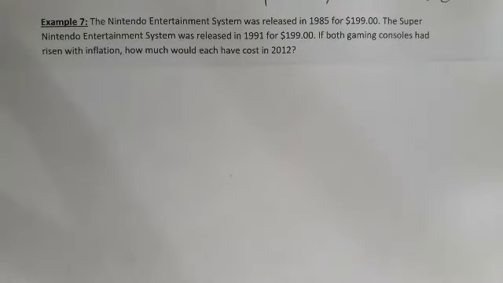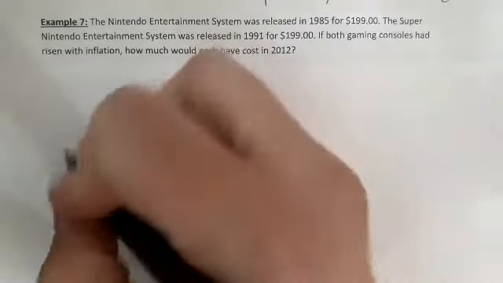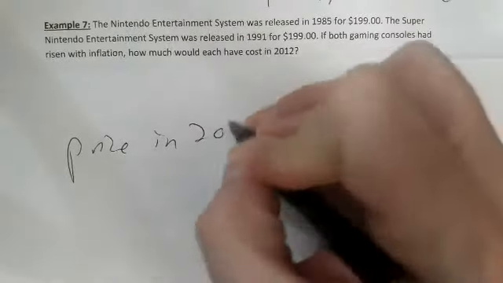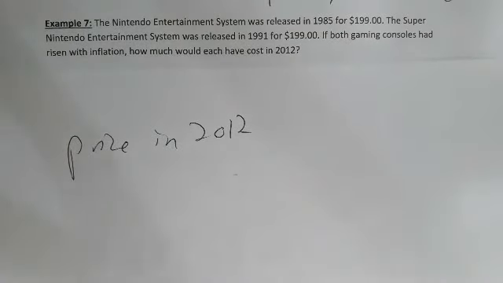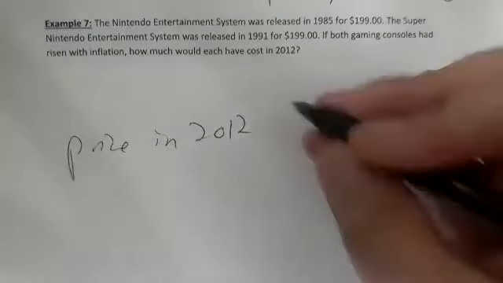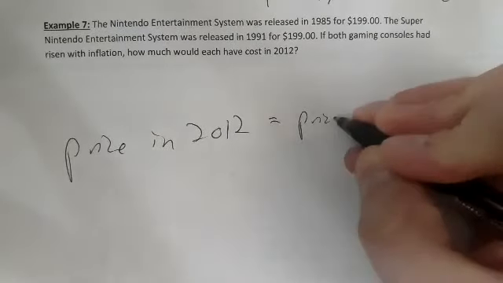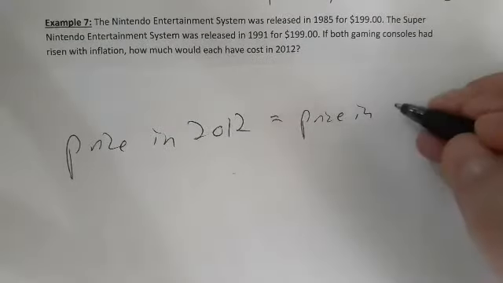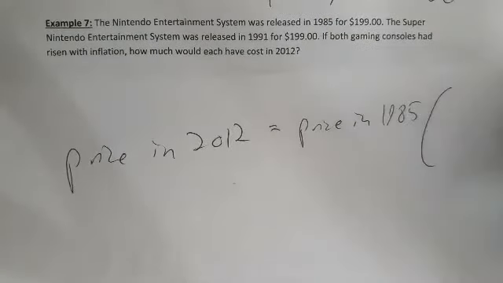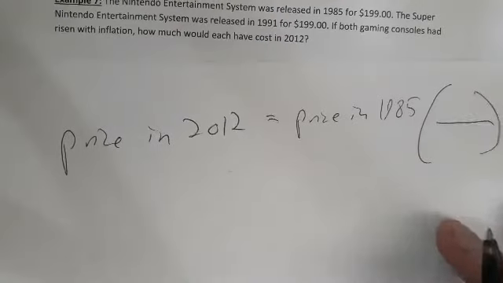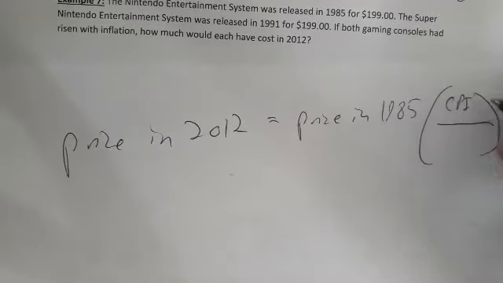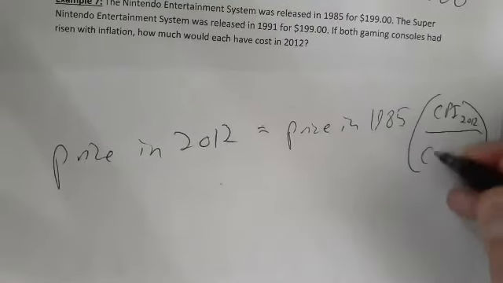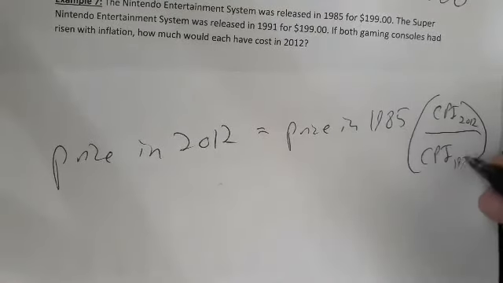So the NES, and this is the US release, obviously, it's not the Famicom. The price in 2012 dollars is what we want to know, and we don't want to know this. We want to start off with the price in the other year, which would be 1985. And now we want to write our CPIs correctly. If we look back at the formula, this should be our 2012 CPI, and this should be our 1985 CPI.